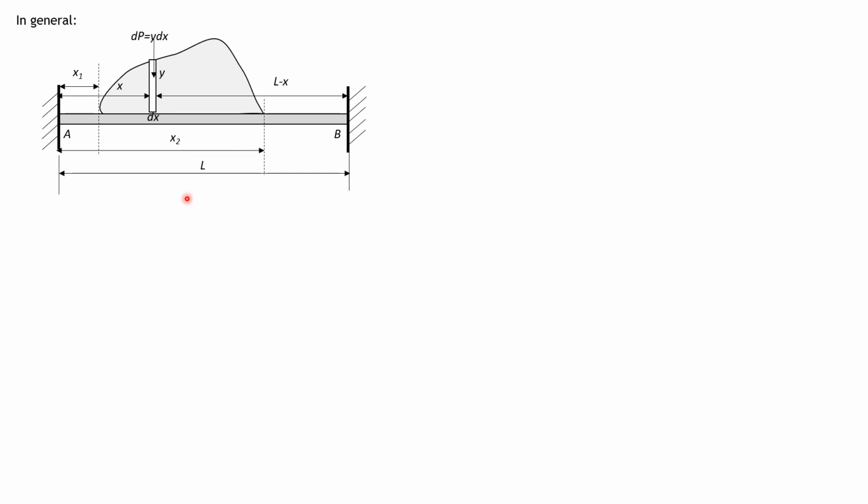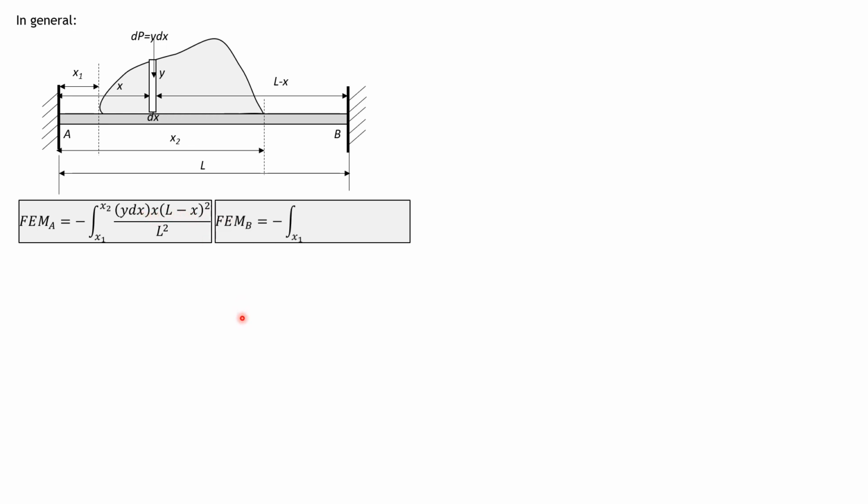So in general, fixed moment at the left, A, is negative integral of dp, which is y dx, times a, which is x, b square, L minus x square, divided by L square. So dp is y dx, x times L minus x quantity square over L square. Our limits would be from x sub 1 to x sub 2. Likewise, for fixed moment B, we just interchange these two moment arms, so x is squared now, L minus x would be power 1.